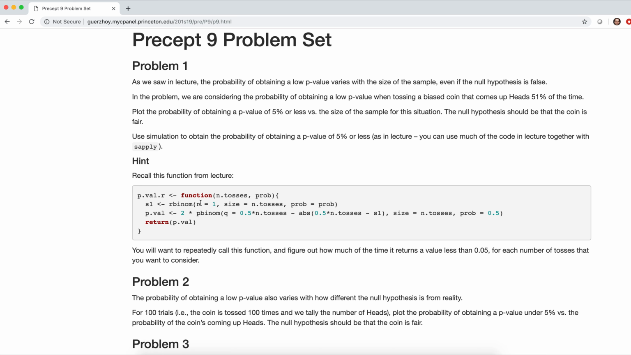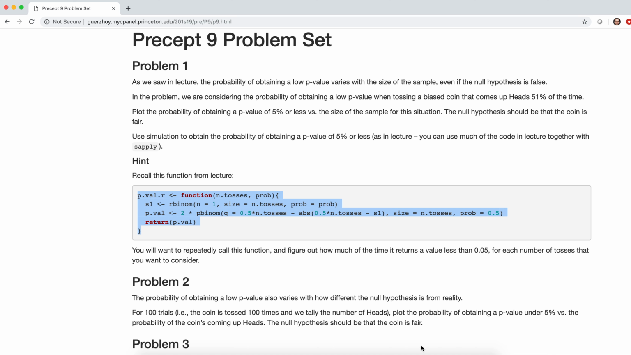So what this function does is it runs one experiment, and then it computes the p-value for that experiment, right? So here it runs the experiment for this many tosses where the probability of heads is prob. Right. So here what you're saying is, S1, get me a random number. So this would be the number of heads out of this many tosses where the probability of heads in each individual trial is prob. Okay. So let's try to run that.